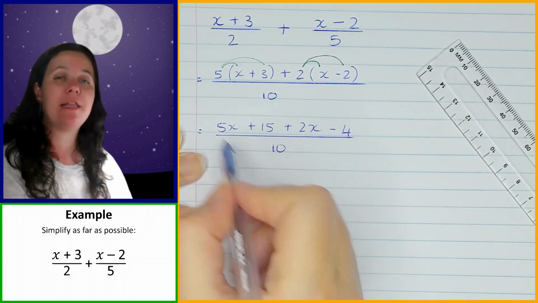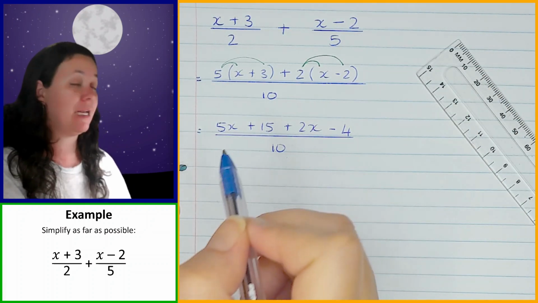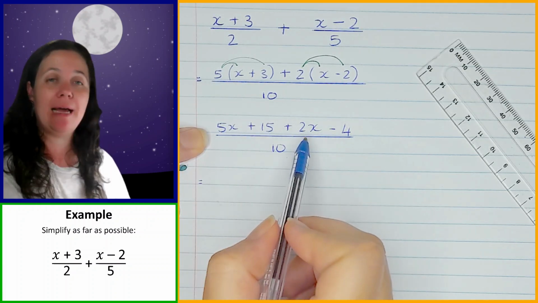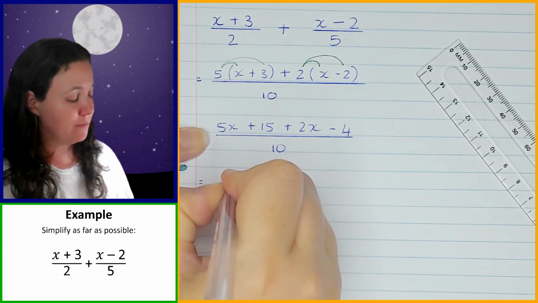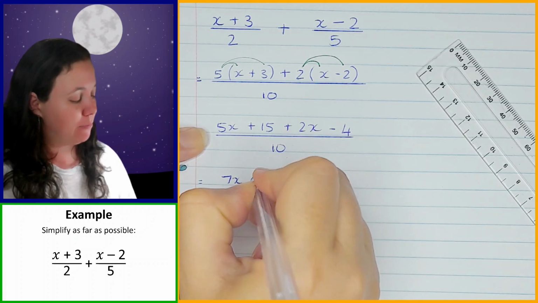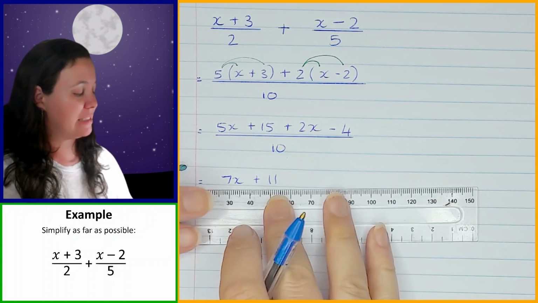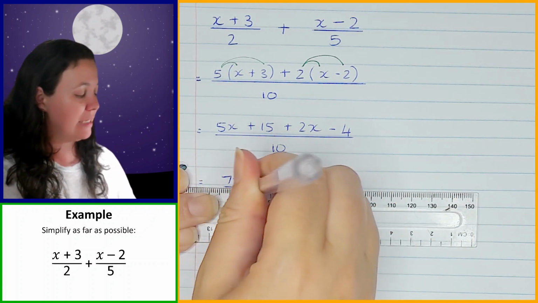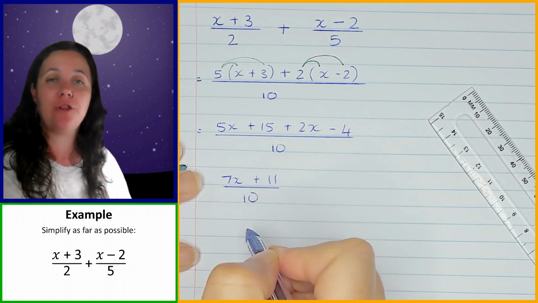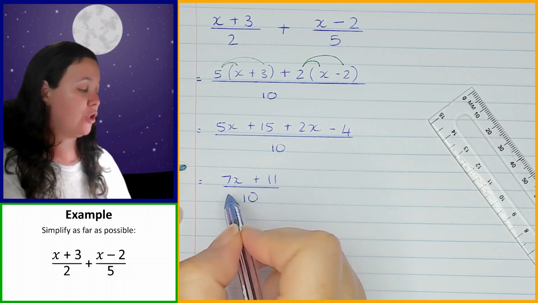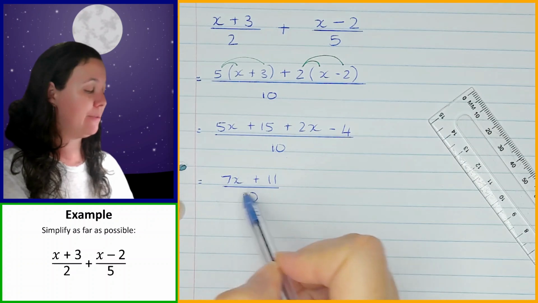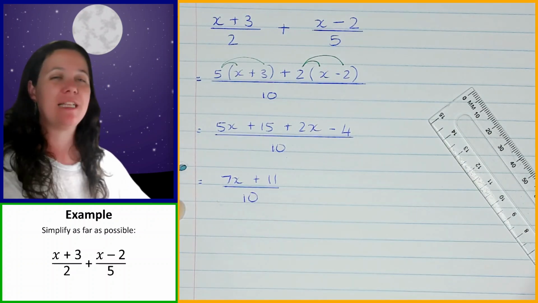Okay, so once I've done that, I need to then go and combine my like terms. So my like terms over here, I've got 5x and 2x. If I add those, I get 7x. And then plus 15 minus 4 gives me plus 11. And that is still over 10. Now, once I get to this point, I can't simplify this any further. That means I'm now done with this question. So we're not going to try and split this up again into separate terms. We're going to keep it as one fraction like that. Okay, so that's how you do that question.